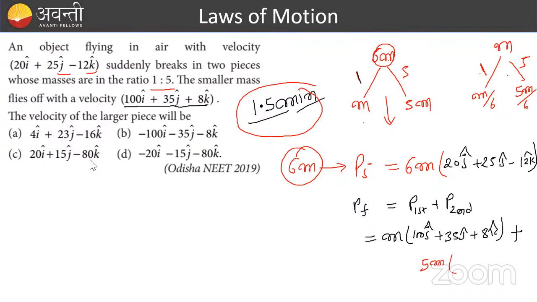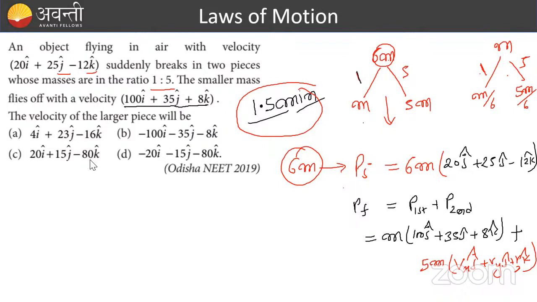5m. Its velocity is not given, right? So you will be writing vx i cap plus vy j cap plus vz k cap. अब मोमेंटम क्या करना है? कंजर्व करना है, राइट? Yes, very good. So you have to conserve the momentum.